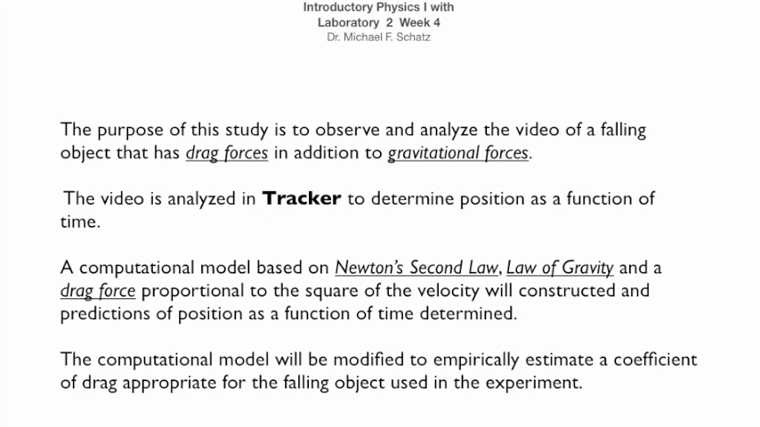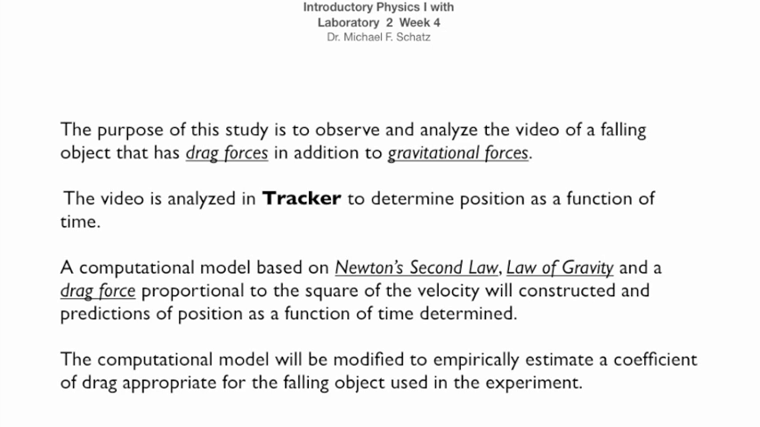The purpose of this study is to observe and analyze the video of a falling object that has drag forces in addition to gravitational forces. A computational model based on Newton's second law, the law of gravity, and drag forces proportional to the square of the velocity will be constructed, and predictions of position as a function of time determined.